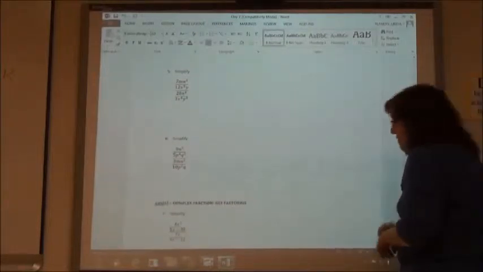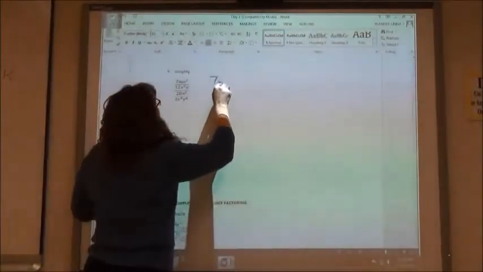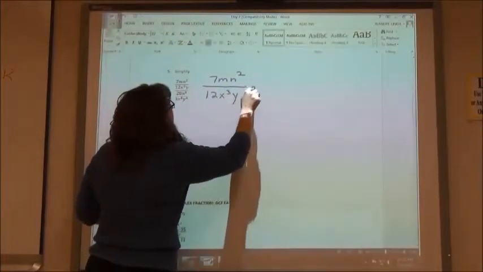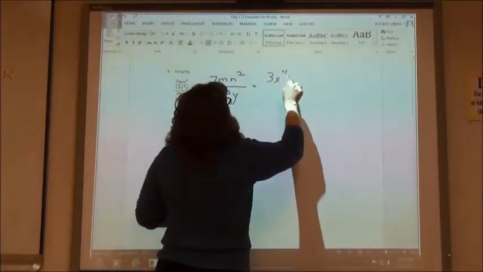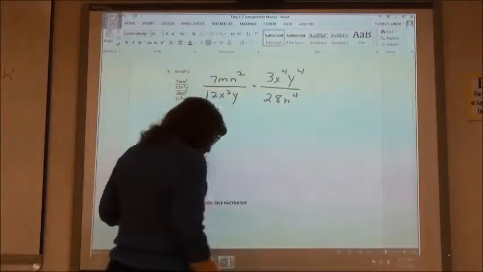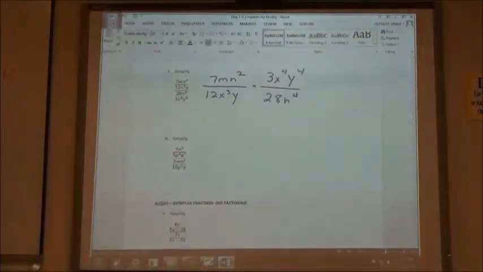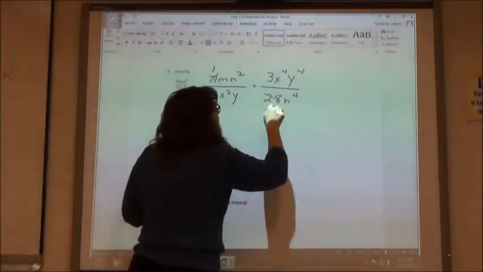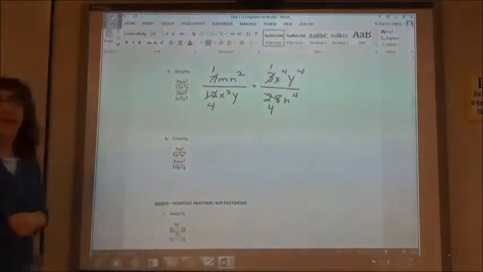So number 5, we're going to rewrite this as a multiplication problem. So 7mn to the 2nd over 12x to the 3rd y times the reciprocal, 3x to the 4th y to the 4th and 28n to the 4th. So we can do some reducing there, right? 7 goes into 7 once and into 28 4 times. 3 goes into 3 once and into 12 4 times.